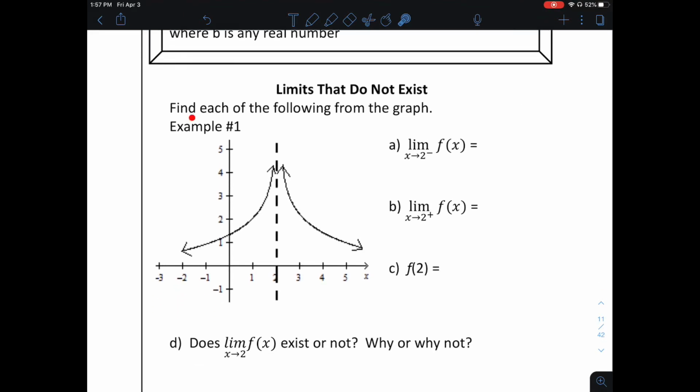Let's check out example 1. Find each of the following from the graph. A, find the limit of f of x as x approaches 2 from the left. So what it's asking, what does y get closer to as x gets closer to 2 from the left? As we approach 2 from the left, y is going up forever, it's approaching infinity.